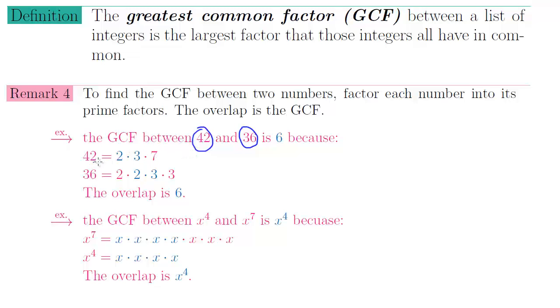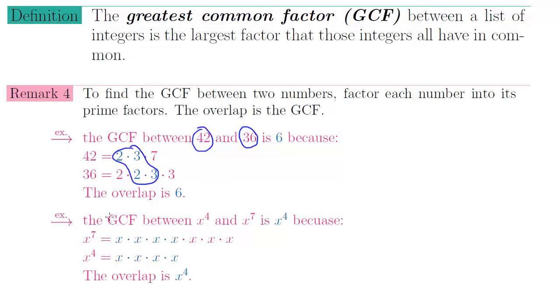So for example, 42 is 2 times 3 times 7, and 36 is 2 times 2 times 3 times 3. So they have in common this factor of 2 times 3. So the GCF is exactly how it's named. It's the greatest common factor. If you want to find a GCF, you factor your numbers and look for the overlap, look for the common factors.